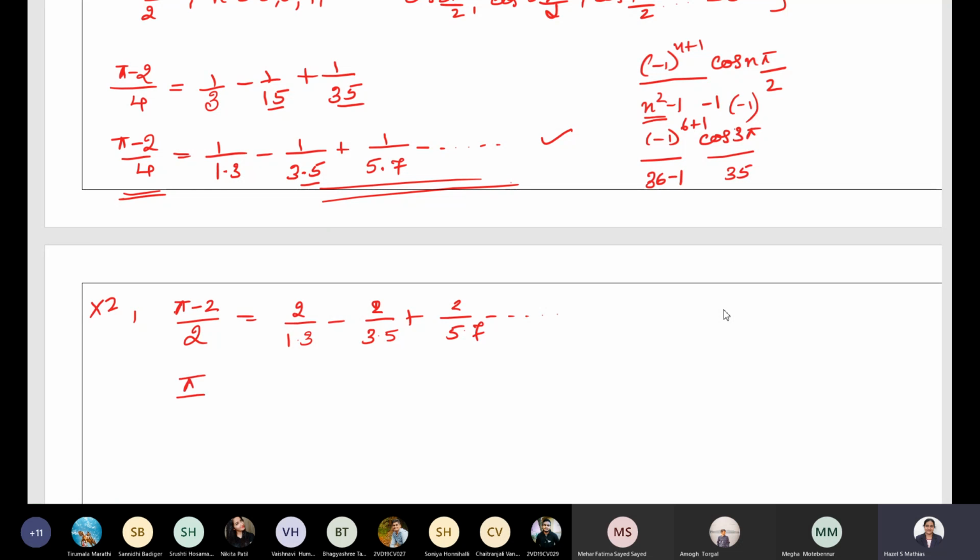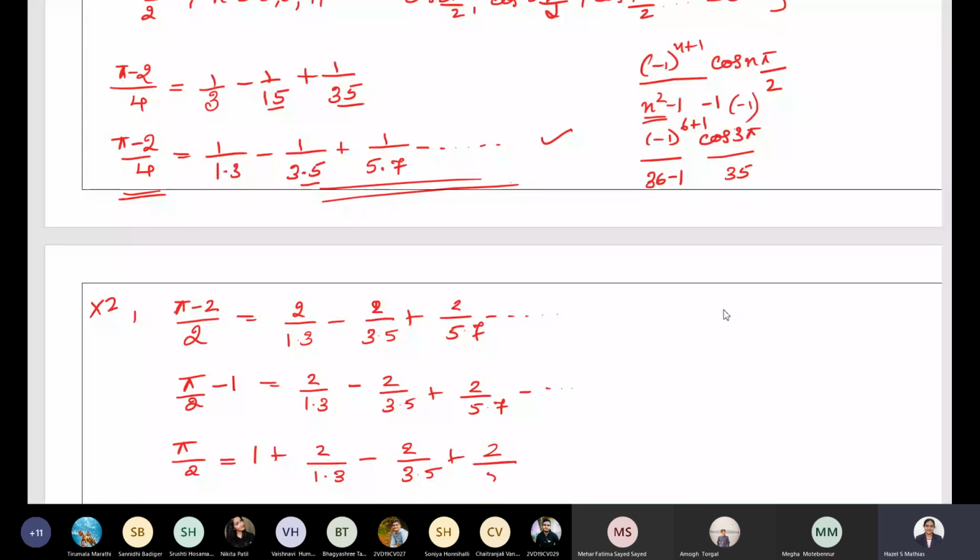Now you take this pi by 2, 2 by 2 will be minus 1, that is equal to 2 by 1 into 3 minus 2 by 3 into 5 plus 2 by 5 into 7 minus etc. So pi by 2 will be minus 1, take it to the other side, it will be 1 plus 2 into 1 by 1 into 3 minus 2 by 3 into 5 plus 2 by 5 into 7. So this is the second deduction they have asked us to do. Either you can stop till over here or you have to continue till over here.